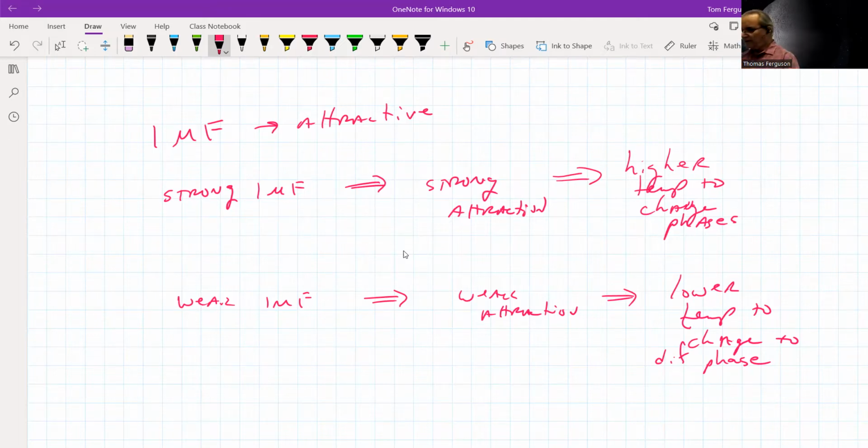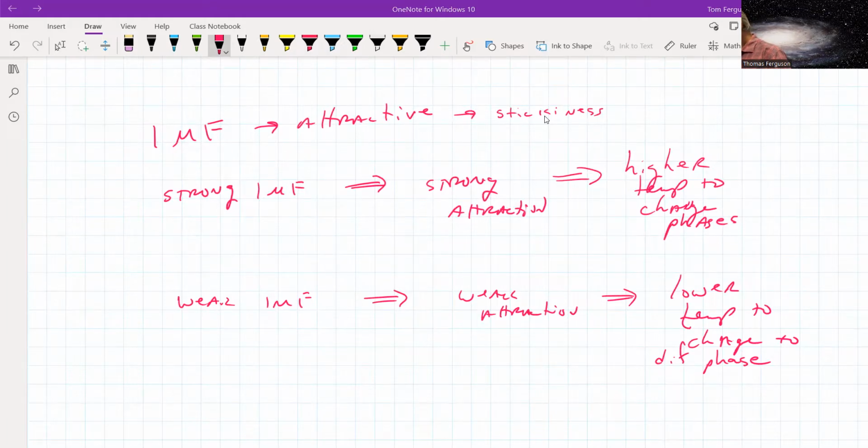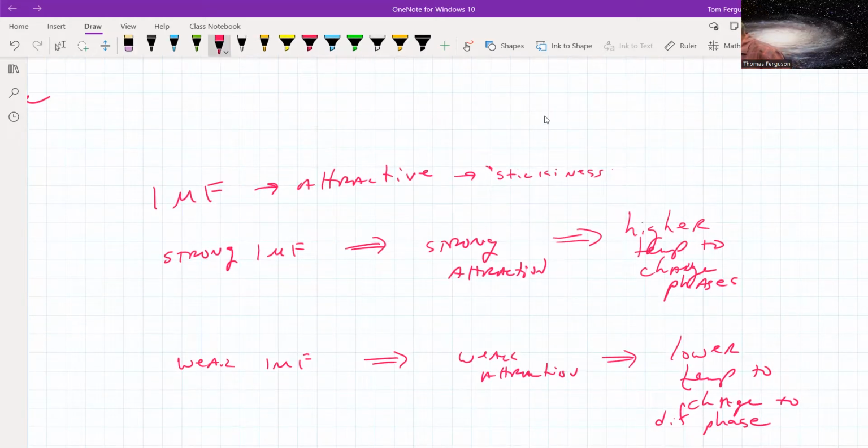Think of that as stickiness. That is Ferguson's term for it. So the stickier the molecules or atoms are, the more energy it takes to pull them apart. Okay. That's why intermolecular force understanding is really important. Does that make sense? Are there any questions?